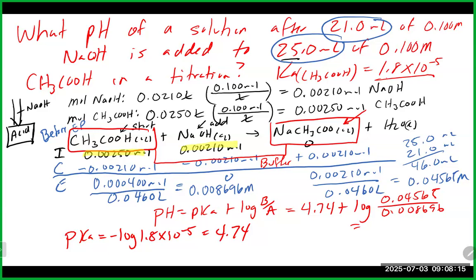0.00869. A little log action plus 4.74 is like a 5.46 pH at this point. Any questions on that there? You see how we did.